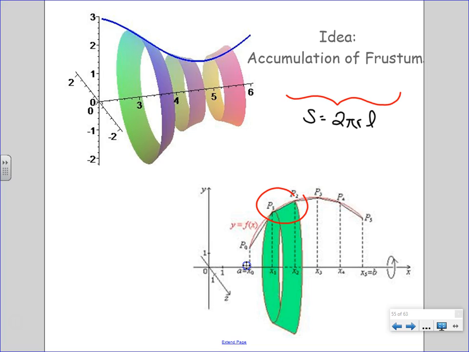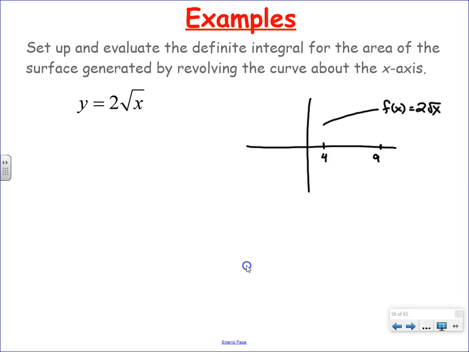All right, so let's go ahead and get to an example, huh? Ah, there's no picture. Set up and evaluate the definite integral for the area of the surface generated by revolving.